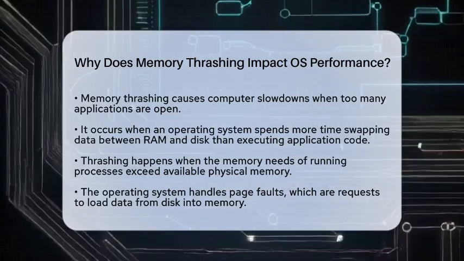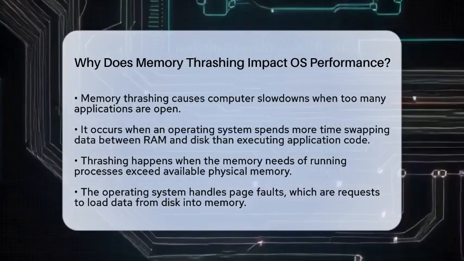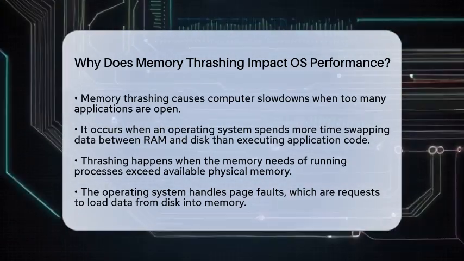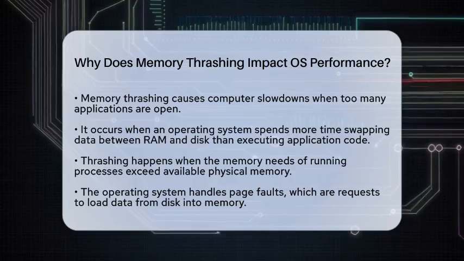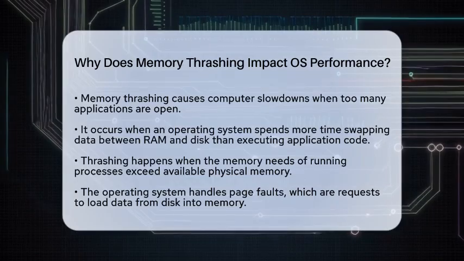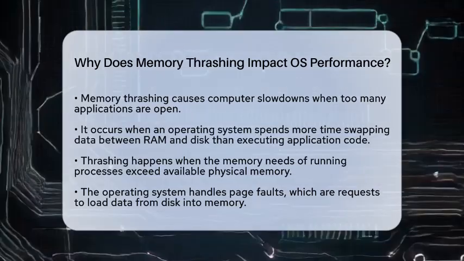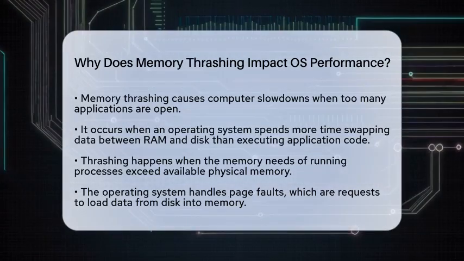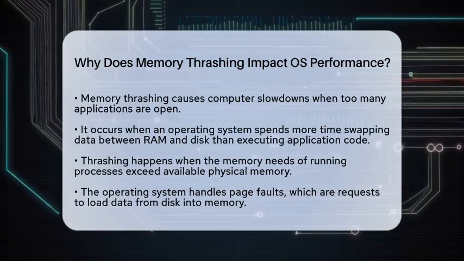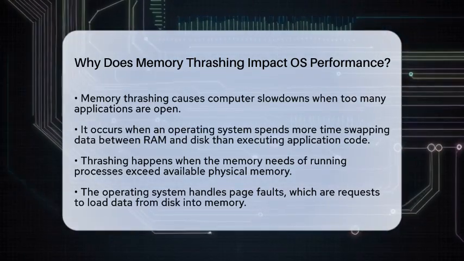Let's break it down. Memory thrashing occurs when an operating system spends more time swapping data between physical memory, also known as random access memory, and secondary storage, like a hard disk, than executing actual application code. This situation arises when the total memory needs of all running processes exceed the available physical memory. When this happens, the operating system is forced to constantly handle page faults, which are requests to load data from the disk into memory. This excessive swapping leads to a significant slowdown in processing speed and reduces system responsiveness.